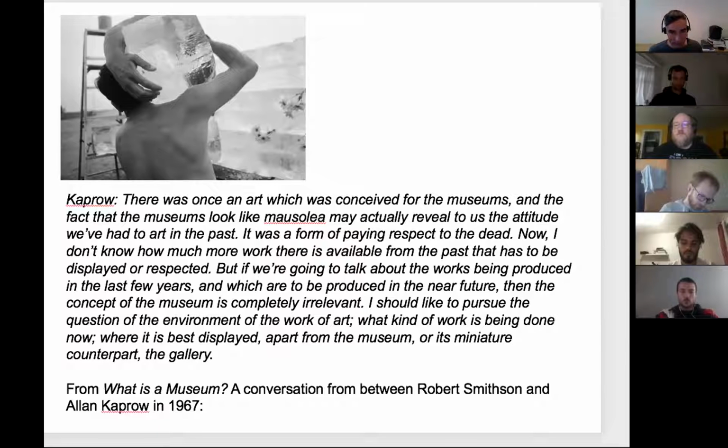So the museum indelibly still becomes a kind of barrier and a framework for thinking about work, right? It's not as if Kaprow is not addressing the museum. This is from a text called "What is a Museum," right? So the museum persists as a site and an anti-site at the same time.